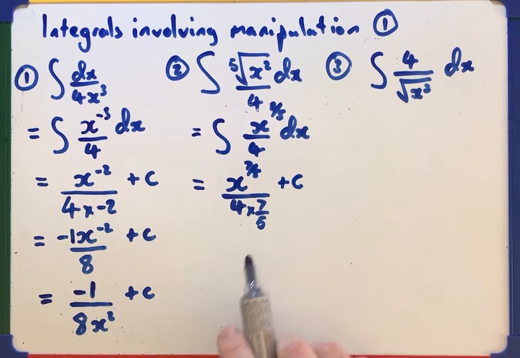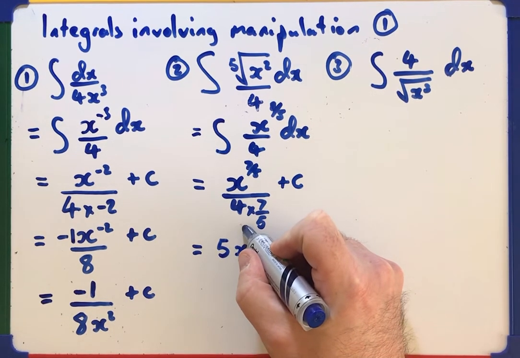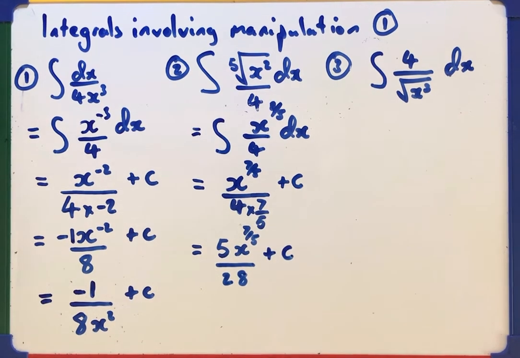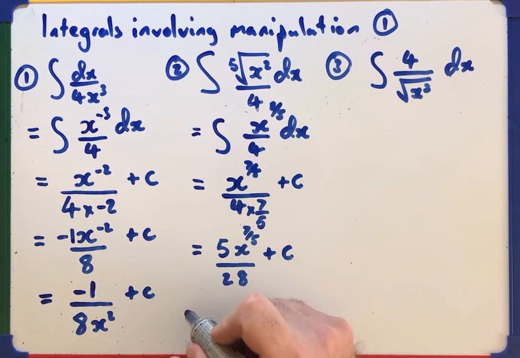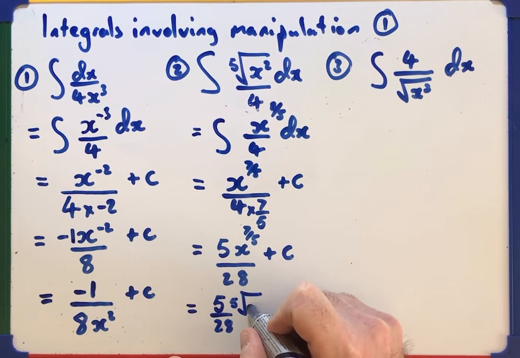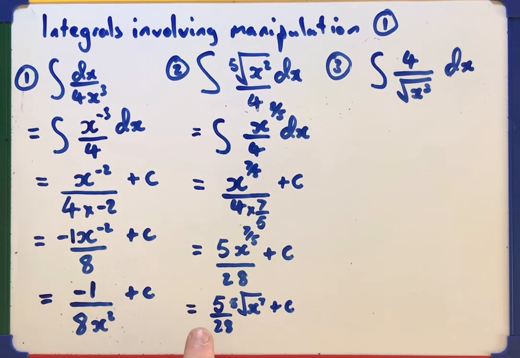Okay, 4 times 7 is 28. Now, dividing on the bottom line is the same as multiplying on the top line. So I could write this as 5 x to the power 7 over 5 all over 28 plus c. And doing our last trick again, we wanted it as a power and root combination rather than just an index. So I could write that as 5 28ths 5th root of x to the power 7 plus c. Remember, that's the same as writing 5 times the 5th root of x to the power 7 all over 28. You can write it as 5 over 28 times it, or 5 times that all over 28. It's the same thing. Okay, that would be that question finished.